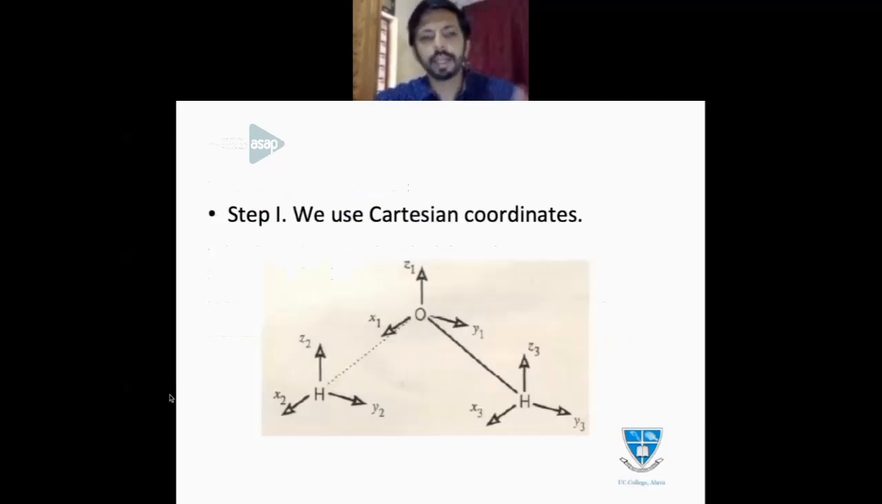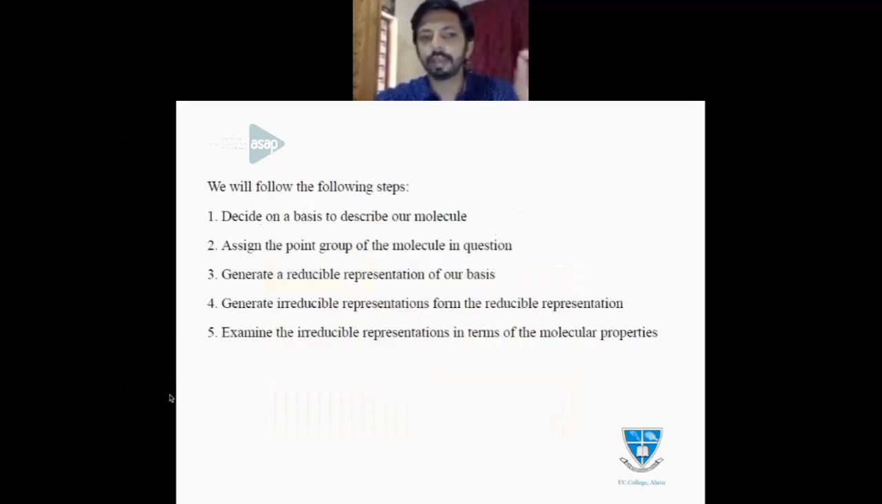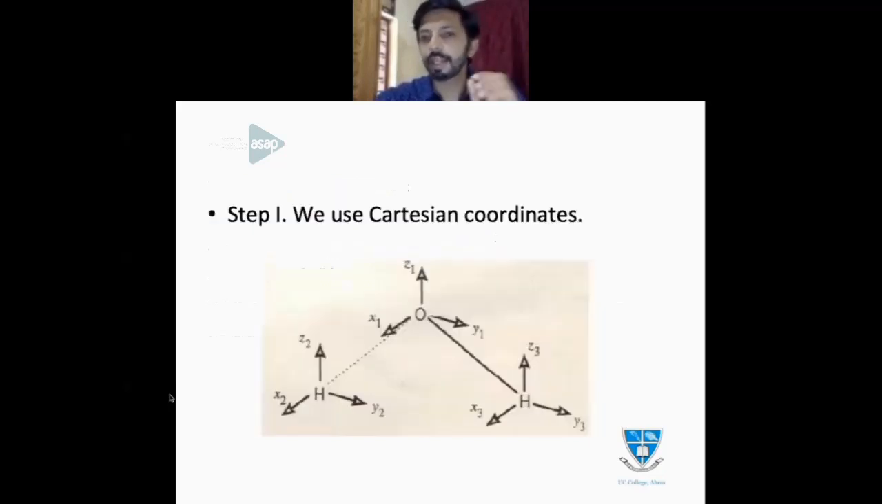We have already mentioned that the first step is to decide a basis of our molecule, and in this step, we are using the Cartesian coordinates. The Cartesian coordinate method is very simple. You have to put Cartesian coordinates, that is X, Y, Z, on each atom. Here we can see that on the oxygen atom, we put X1, Y1, Z1, and on the hydrogen atom, we put X, Y, Z, and also on the second hydrogen atom. This is the Cartesian coordinate basis.